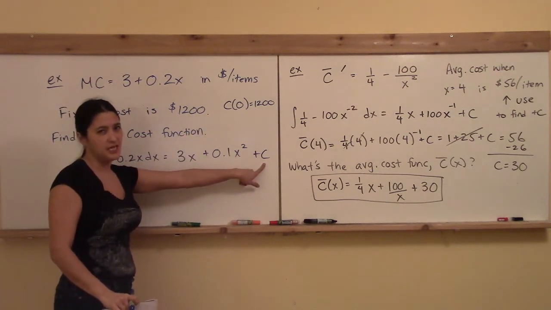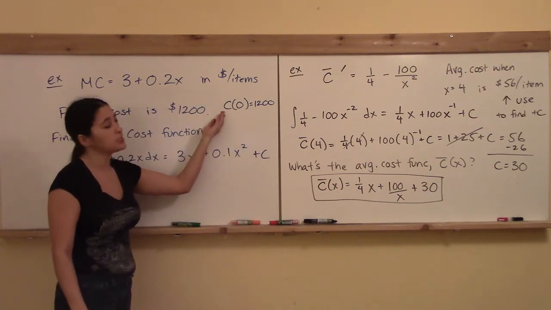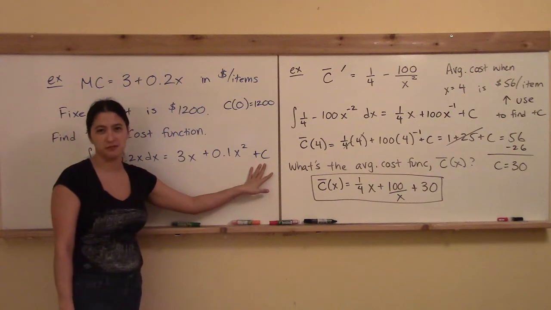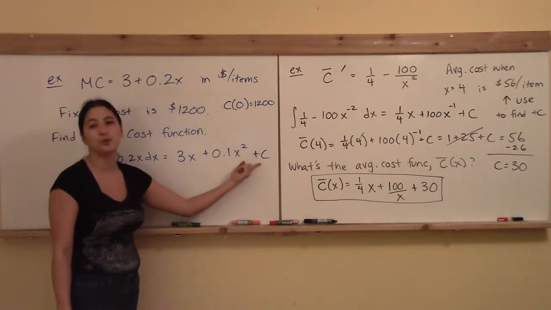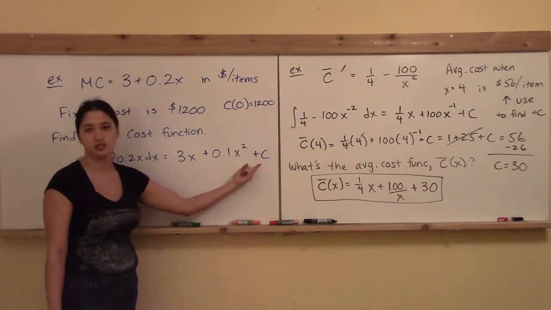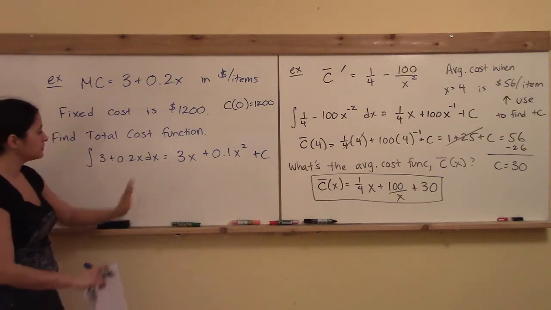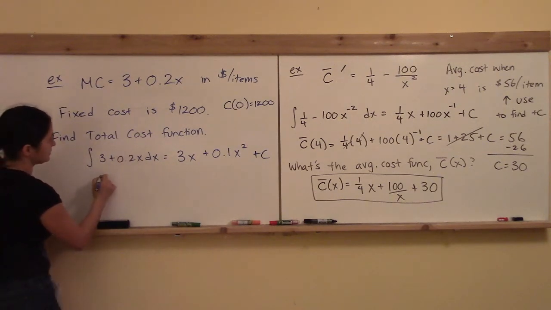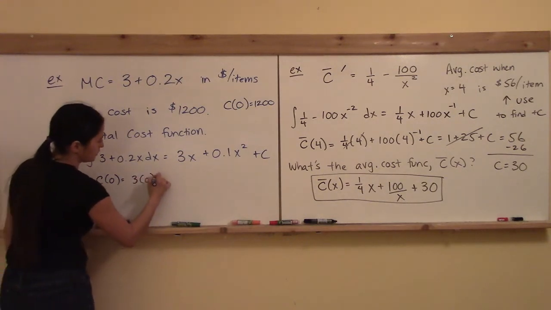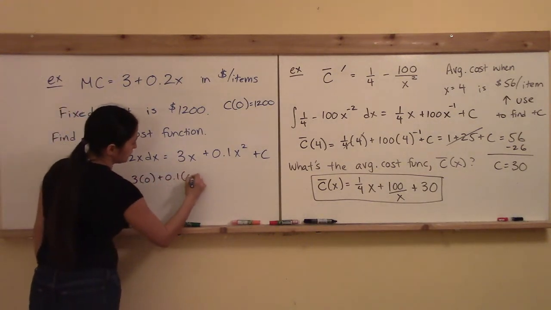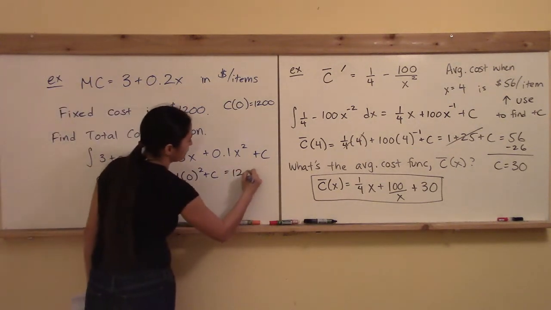It's unfortunate in this class that we've already reserved the capital C for total cost, but Mathland has also reserved the capital C for the constant of integration, so these are just a coincidence. These do not have anything to do with each other, this letter C. Okay, so anyway, I need to figure this out. So I'm going to say that C of 0 is equal to this function when I plug zeros into it. So I'll just plug in 0 like that, and then there's that plus C. And that's supposed to equal 1200.